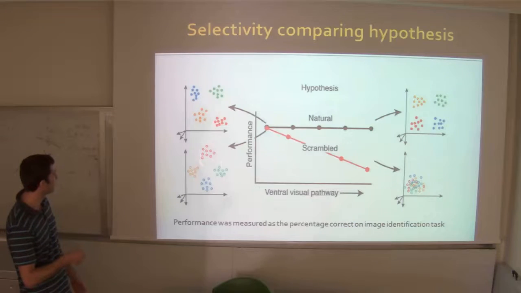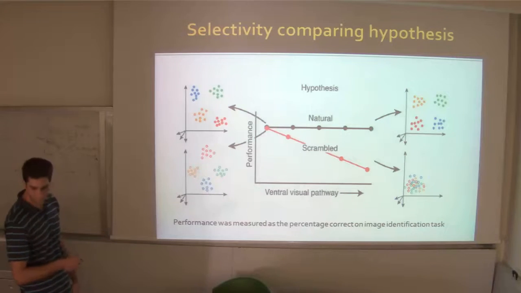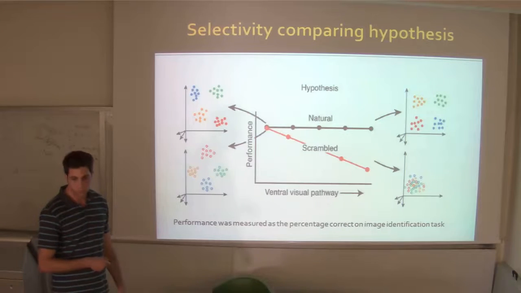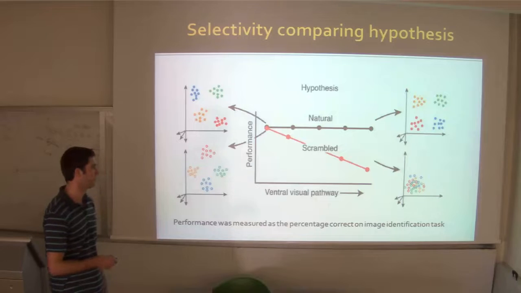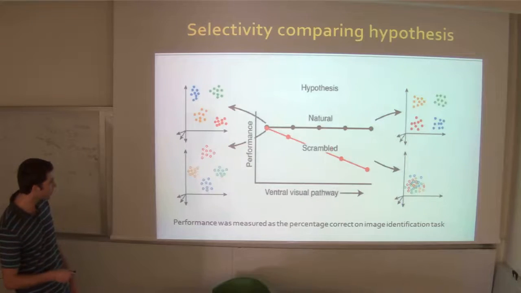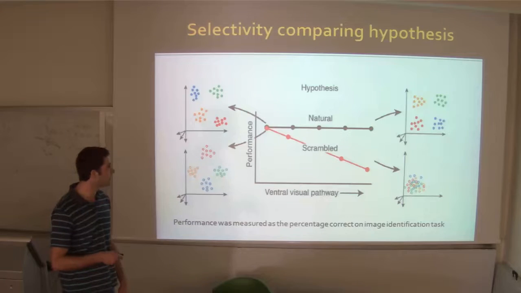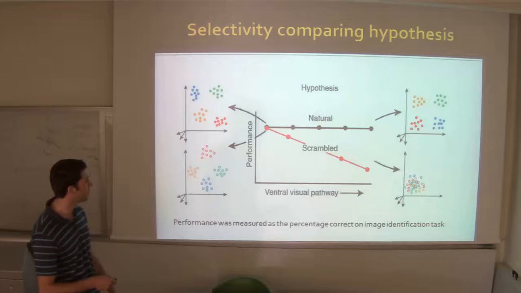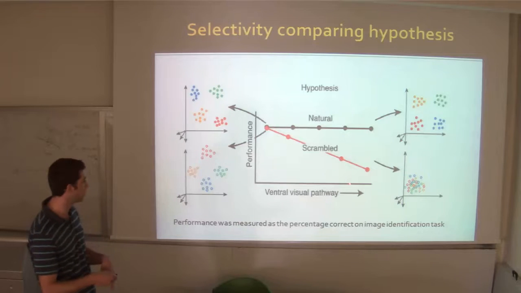The point is that in V1, the neurons respond just as much to scrambled images as they respond to natural images, because they have the same local features. Exactly. V4 is somewhere here. And the IT neurons can't recognize the scrambled objects, so it results in the collapsing of all the clouds towards the origin.